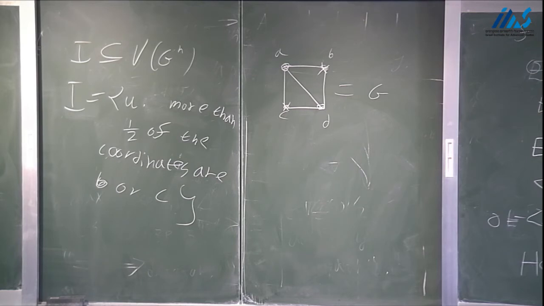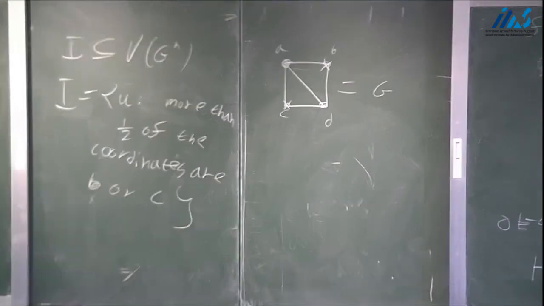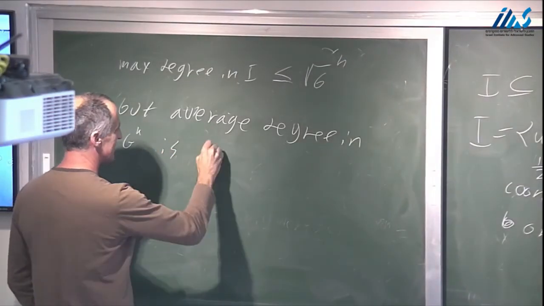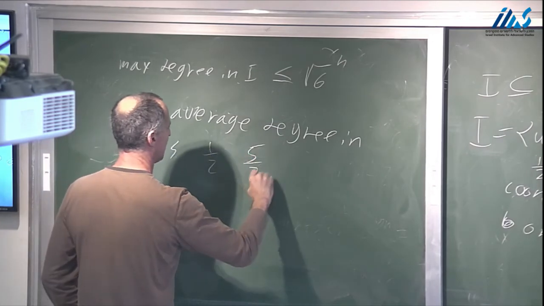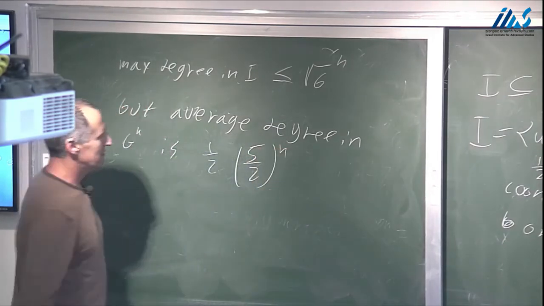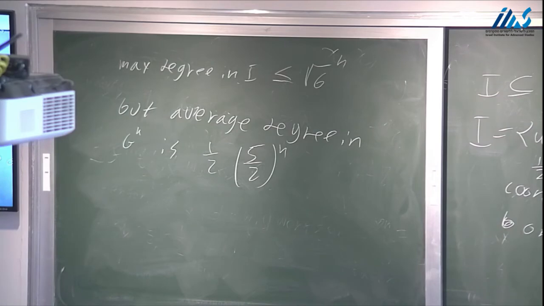But the average degree in G^n is, well, you do some calculation, it's a half of (5/2)^n. And 5/2 is larger than square root of 6.